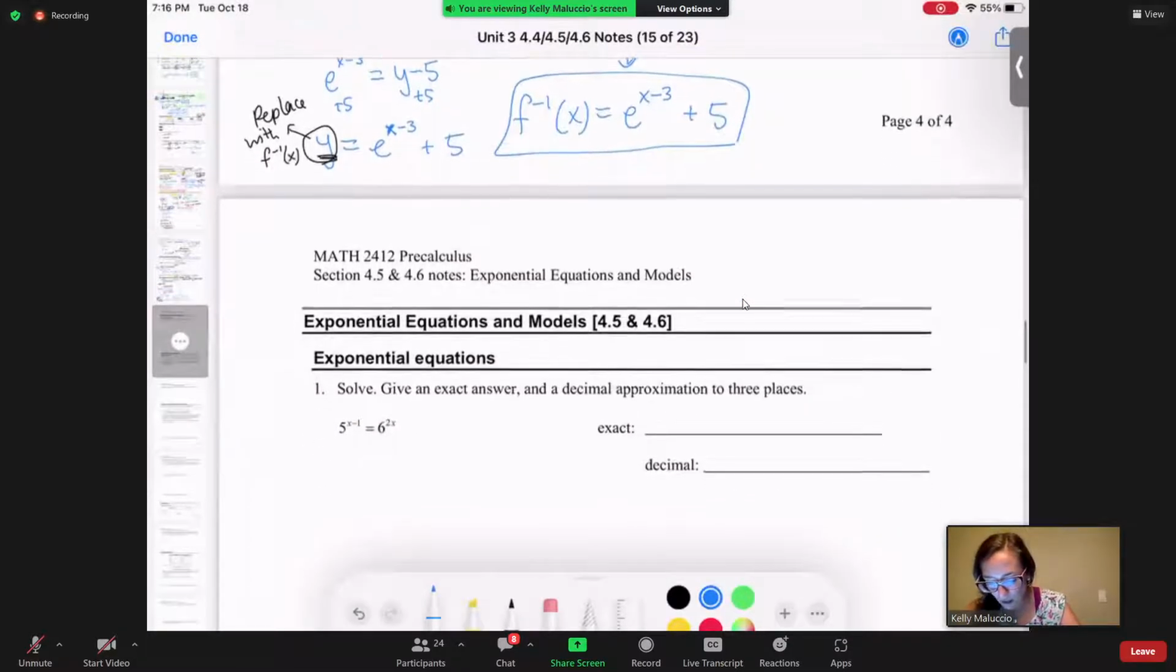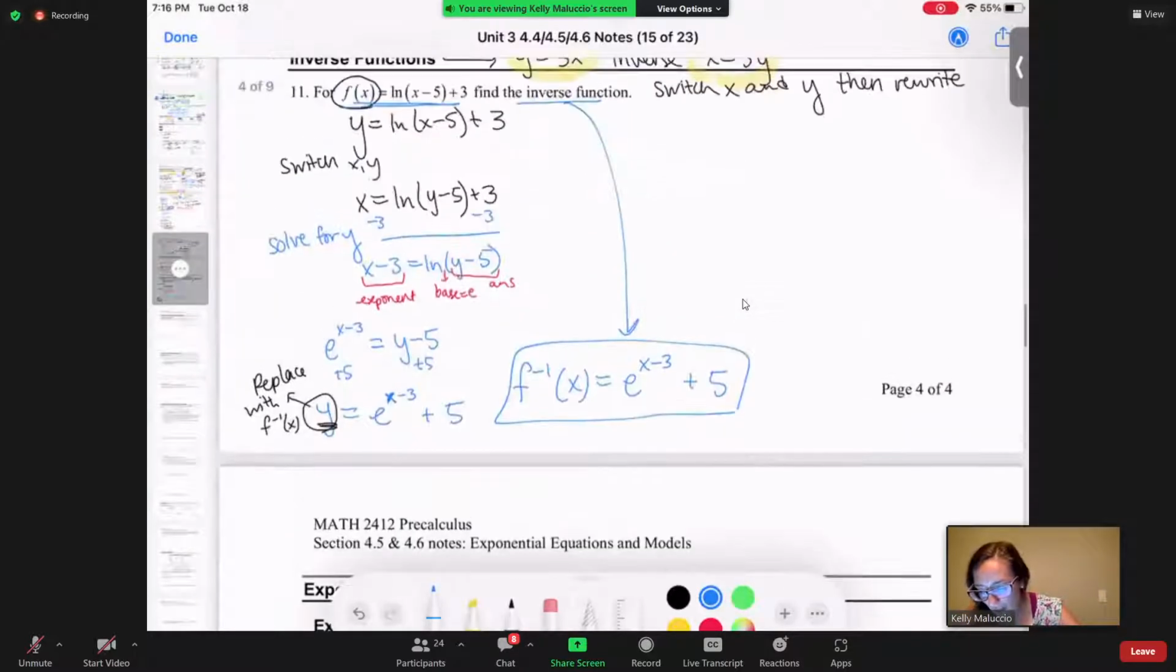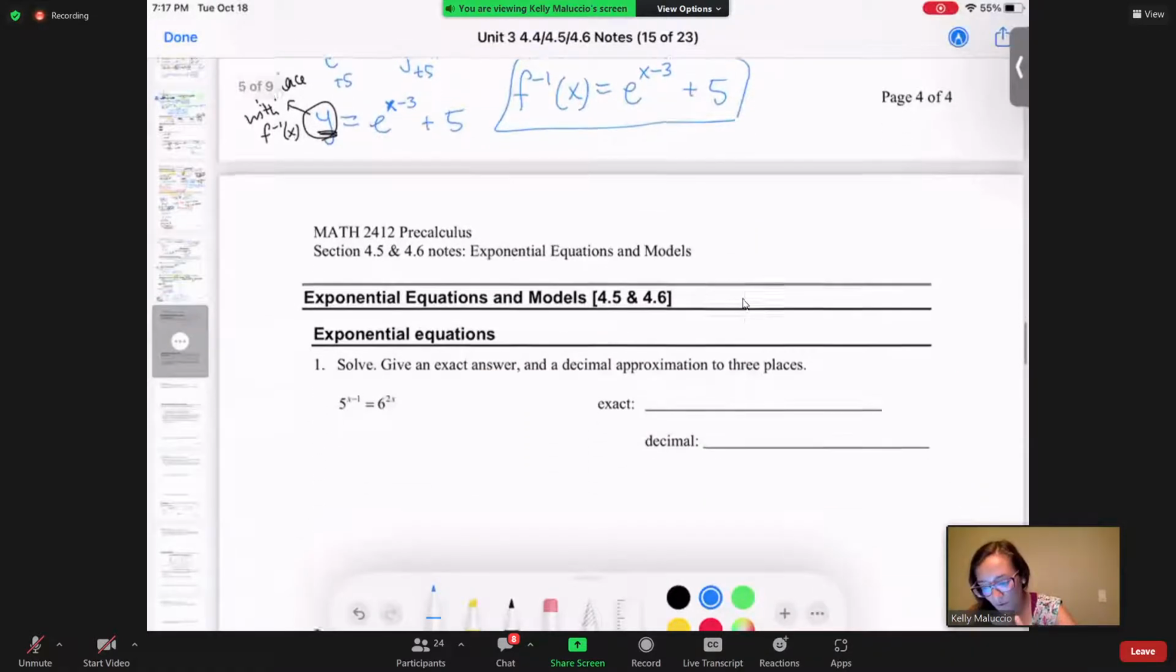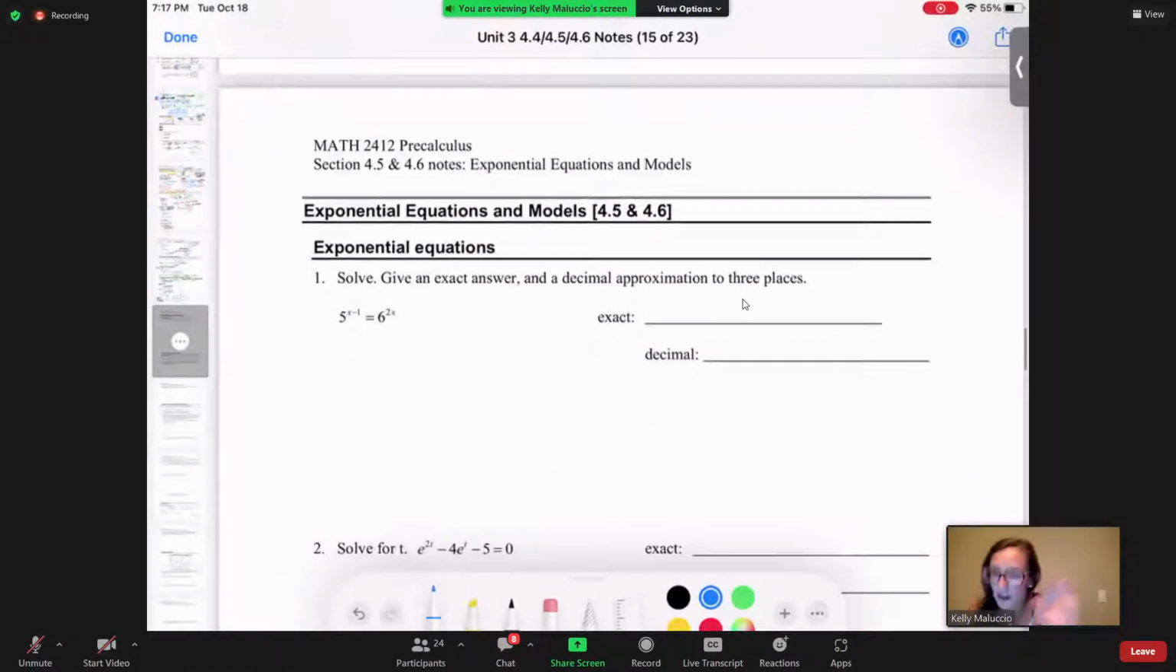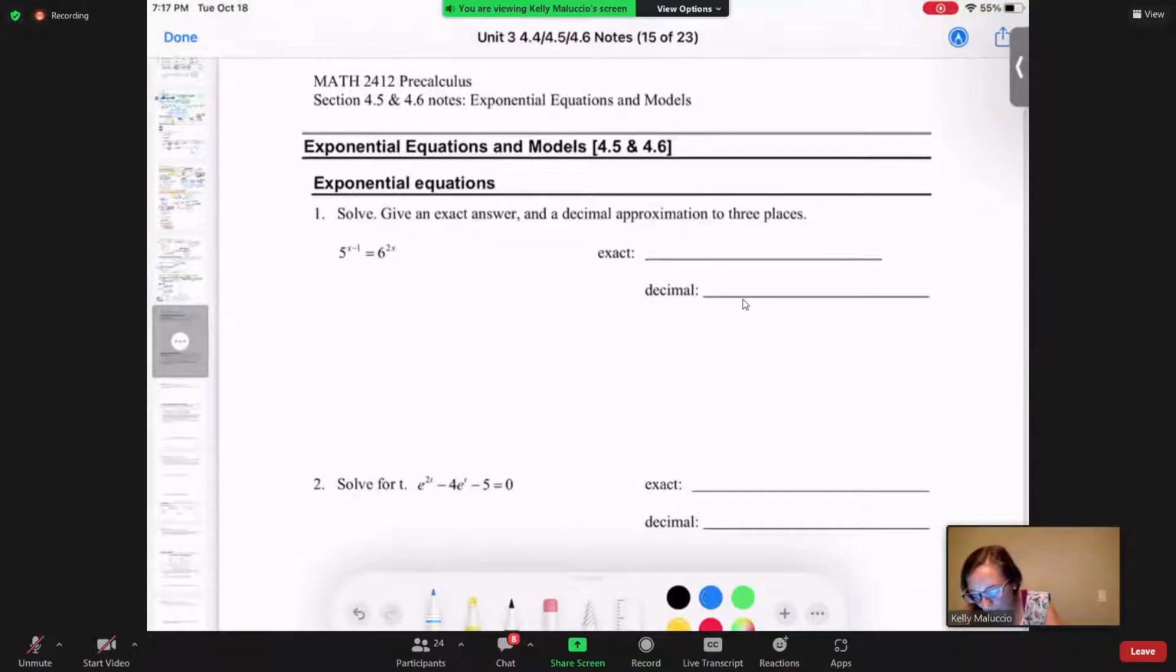So, and again, this is like 4-4 into 4-5 and then 4-5 into 4-6. So it's all kind of just mushed together, but let's check it out. So we're happy about logs now. Inverse functions, we saw how to do that. Only ln, but it's the same thing with log, right? So now we're looking at these exponential equations and models. Start with the equations, right?